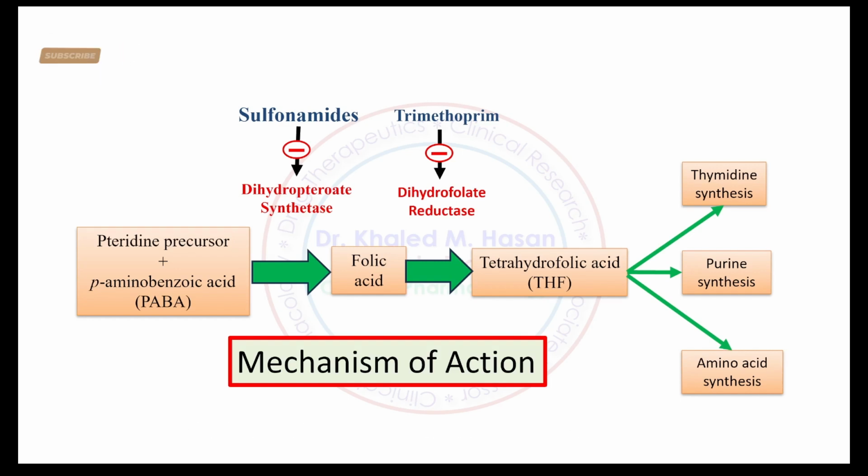The human cells are not able to synthesize folic acid, and they need it to come as a nutrient from outside sources with the food. But the bacteria synthesize folic acid from precursors, then tetrahydrofolic acid. They use this tetrahydrofolic acid, as you can see here, for synthesis of thymidine, purine, and amino acids.